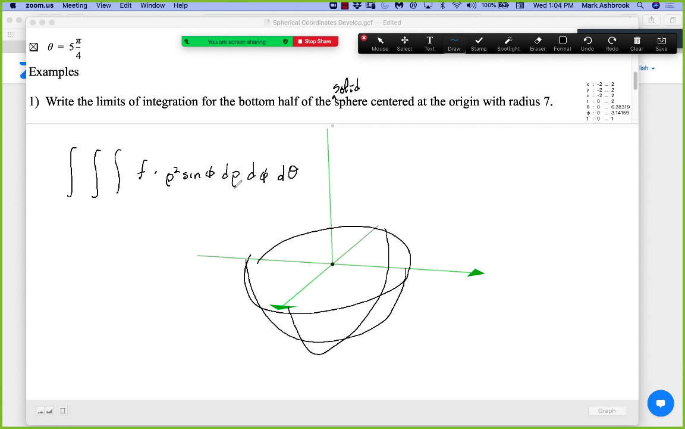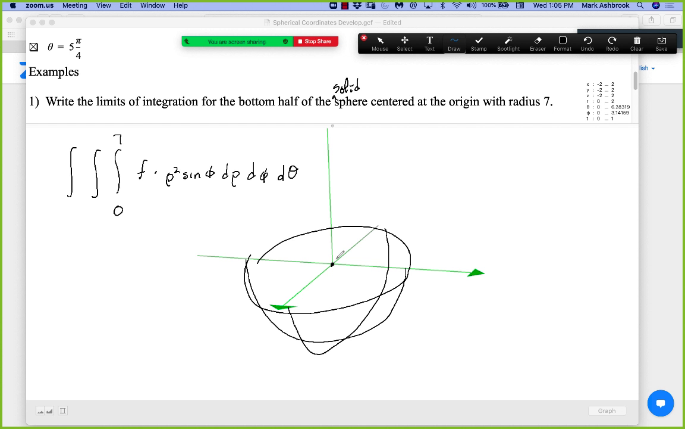So what values of rho do we need to cover every point? Shooting arrows from the origin into the solid, what is going to be our range of rho for this half solid sphere? 0 to 7. As soon as the archer fires from the origin, it's already in the solid. It's in at 0, and then out at a radius of 7.